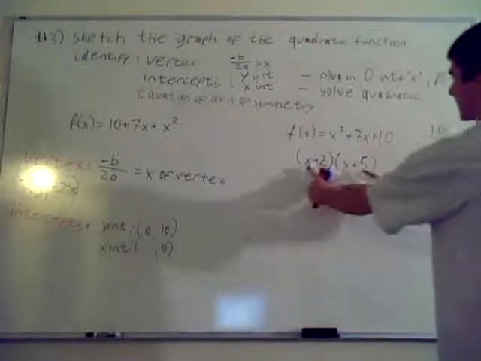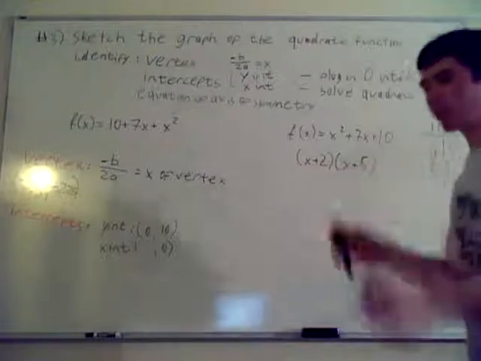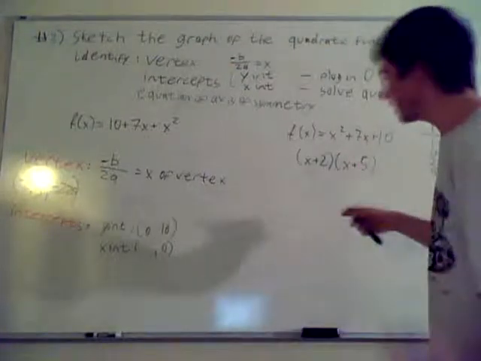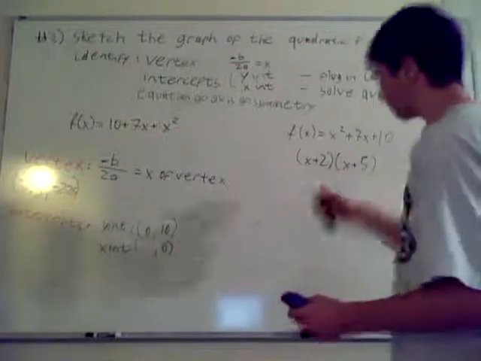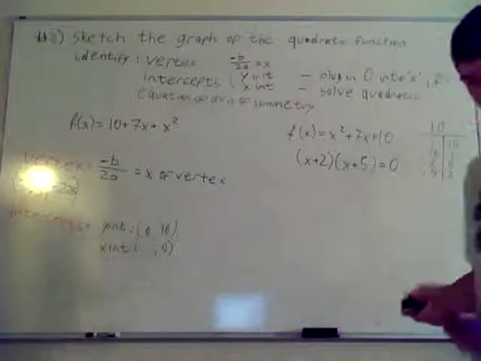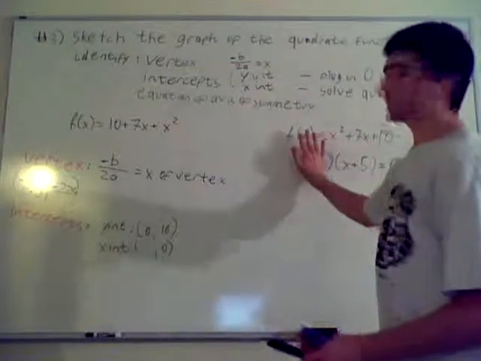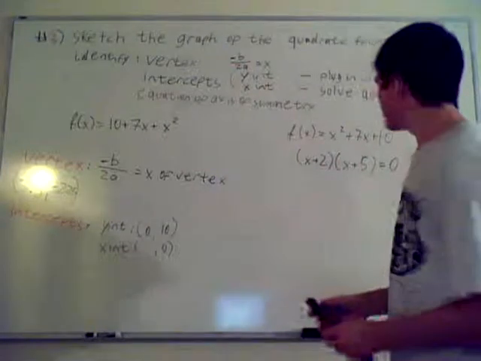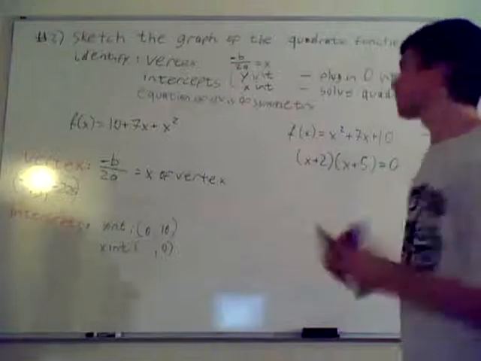X times x is x squared. X times 5 is 5x. 2 times x is 2x. 5x plus 2x is 7x. Good. 2 times 5 is 10, so we're good. So now, this is supposed to equal 0, right? So this is multiplication. If one of these parentheses, they're called binomials, equals 0, the whole thing equals 0. That's why they're called zeros.